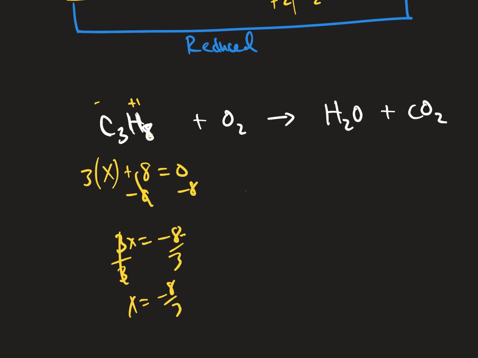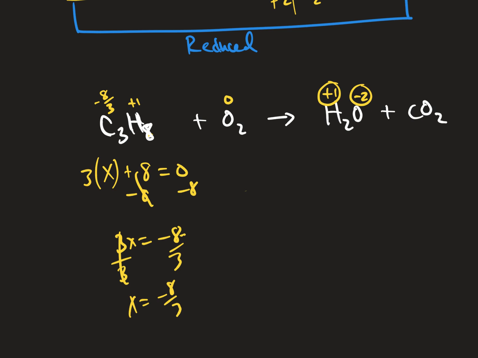But it doesn't matter, guys. It does not matter. It's -8/3. We come over here, this one's still 0, right? And then hydrogen is +1. There's 2 of them, so that's +2. That means oxygen has to be -2. Are you following me? Am I going too fast? I can go slower.